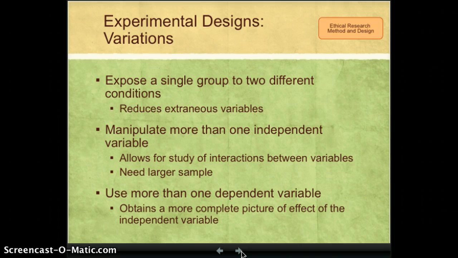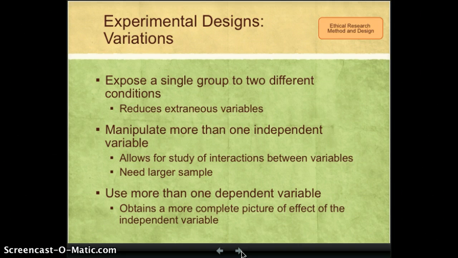Another way experimental designs can vary is through the manipulation of more than one independent variable. So for example, I might be interested in morphine in conjunction with some other medication, and then of course the placebo. And that would give me 3 different independent variable conditions. This could allow me to study the interaction between morphine and other medications, for example, but it would also require me to have a much larger sample.